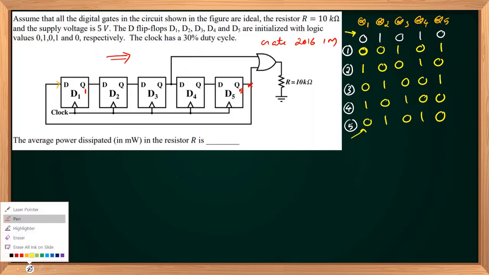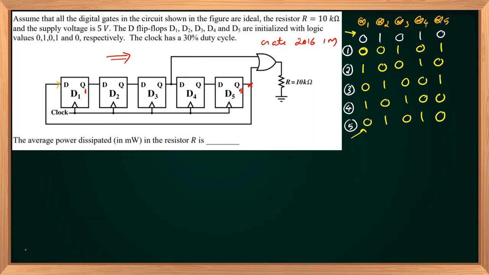Also you can note that if Q1, Q2, Q3, Q4, Q5 are repeating after 5 clocks, then the value Q3 OR Q5 will also be periodic, repeating after the fifth clock cycle, because Q3 and Q5 are repeating after the fifth clock pulse. So the voltage across the resistance R, 10 kilo ohm, also will repeat after 5 clock pulses.